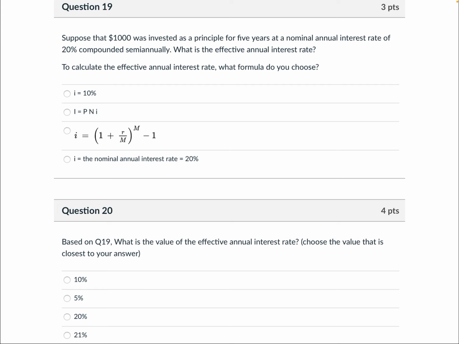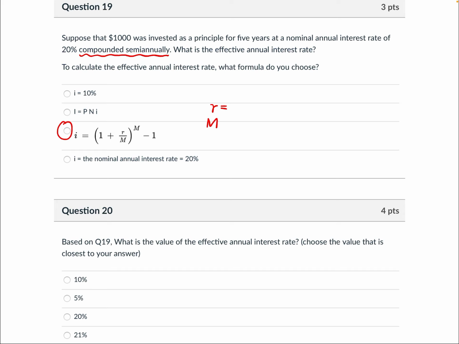New question. Suppose that 1,000 was invested as a principal for 5 years at a nominal interest rate of 20%, compounded semi-annually. Okay? Always look for this information. That's the specific frequency of the compounding. So what is the effective annual interest rate? We have learned a formula to calculate the effective annual interest rate. And so this problem is very easy. That's the formula.